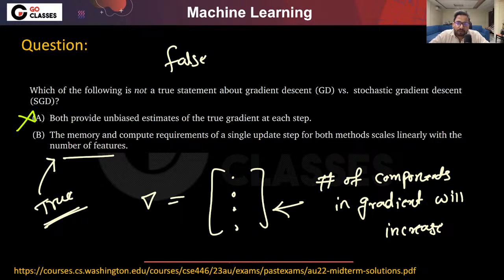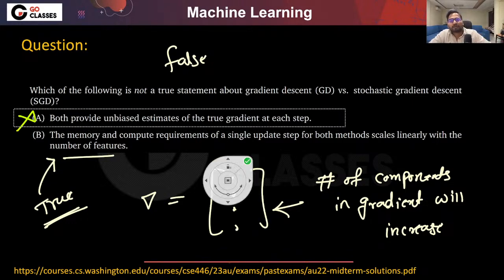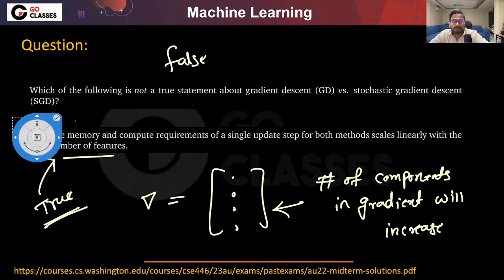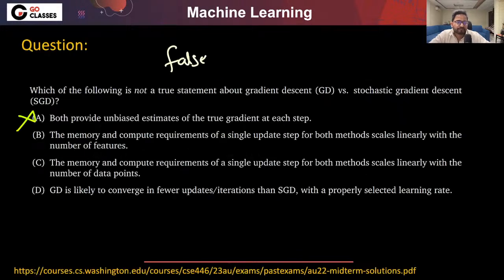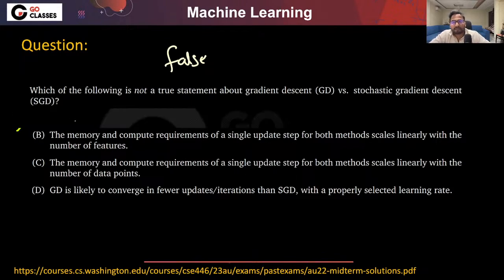By the way, this option A is actually not that easy. It is also true, but it is about the unbiased estimator. I'm not discussing this A option because it is very complicated, so I'm just skipping it. Now for the B, it is actually true, and they're asking for the false. So for the B, you will say it is true.